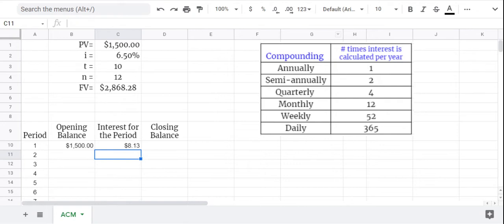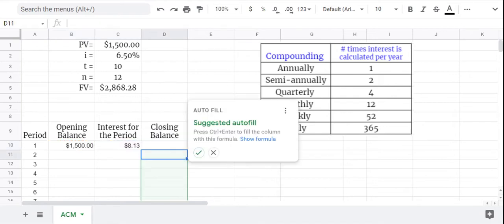And let's take a look at what has happened now that we have this. Very good. And the closing balance, of course, is just going to be the addition of our opening balance and the closing period. So I'm going to go here equals, and I'm going to pick this plus, it's another formula, plus the interest for the period. And I'm going to press enter.